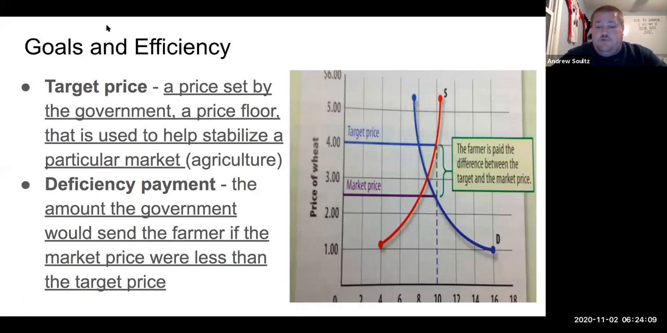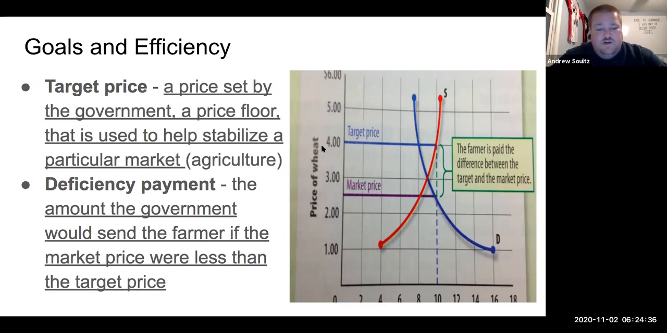Some examples of a price floor are in agriculture. A lot of times they'll set a target price, a price set by the government that is used to help stabilize a particular market. And so the government may set a price of $4 for wheat. And so farmers are guaranteed to get $4. Remember, a price floor stops the price from going any lower. And so they're guaranteed that the price is at least going to be $4.